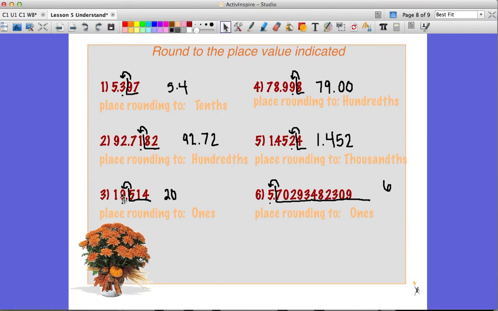So now here for number 3, the 5 told the 9 because we're rounding to the ones place. Okay, so the 9 is in the ones place. The 5 tells the 9 to round up. But you can't put 2 digits in one place. So we change the 9 to a 0 and carry the 1. 1 plus 1 is 2, so this number is rounded to 20.